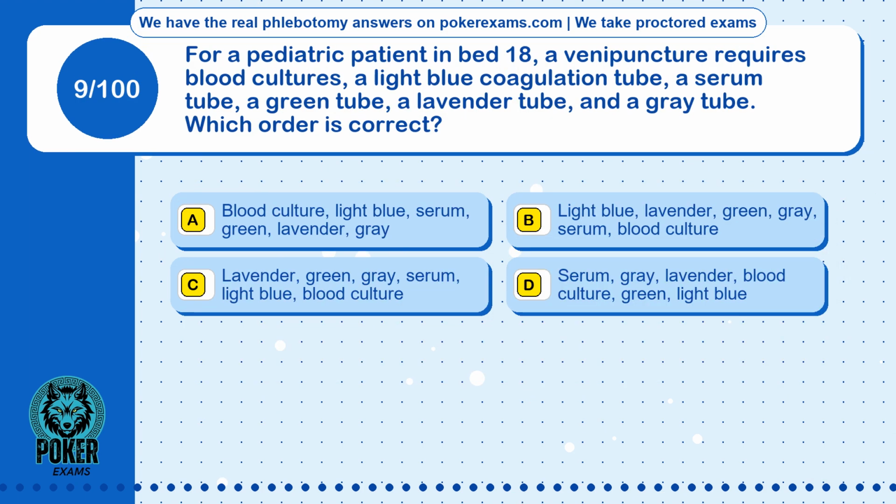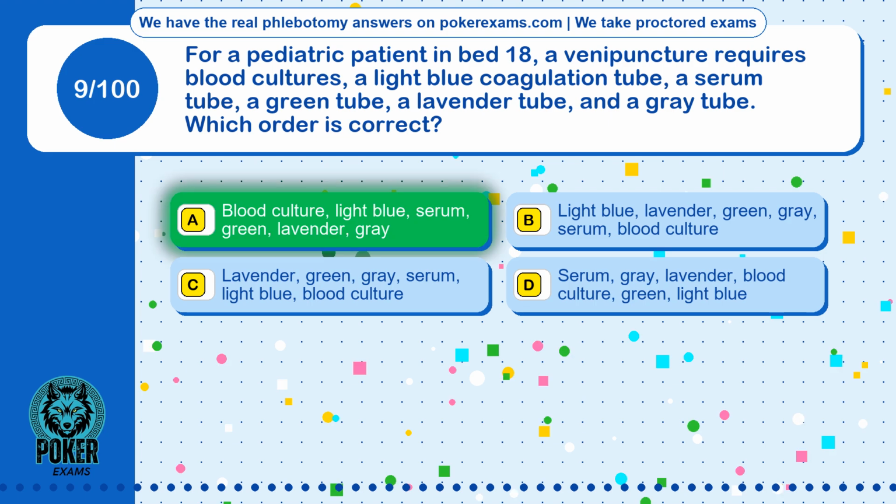Question 9. For a pediatric patient in bed 18, a venipuncture requires blood cultures, a light blue coagulation tube, a serum tube, a green tube, a lavender tube, and a gray tube. Which order is correct? Option A, blood culture, light blue, serum, green, lavender, gray. Option B, light blue, lavender, green, gray, serum, blood culture. Option C, lavender, green, gray, serum, light blue, blood culture. Option D, serum, gray, lavender, blood culture, green, light blue.